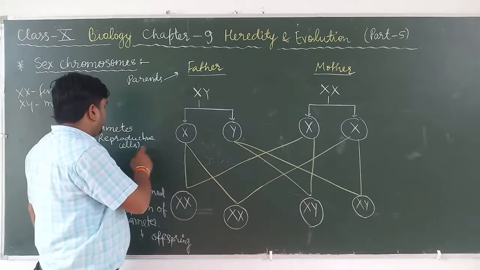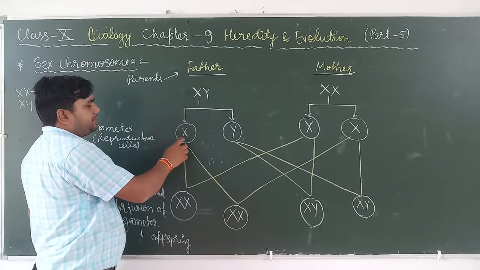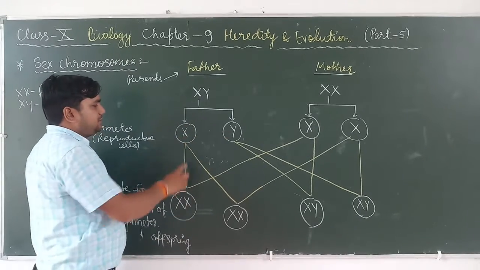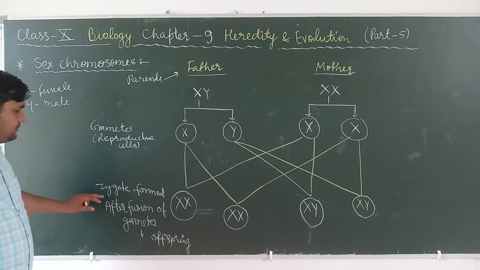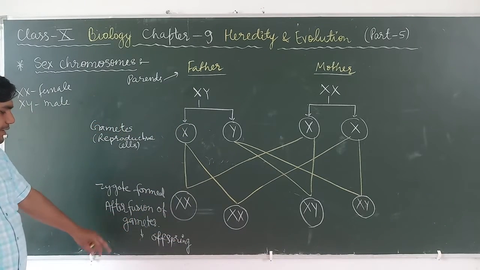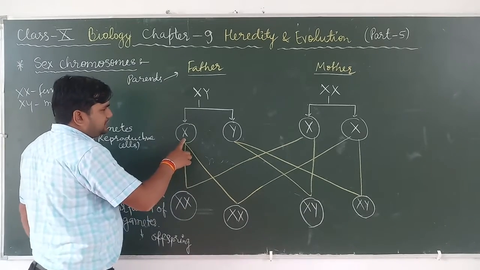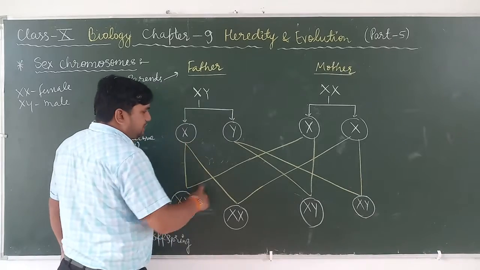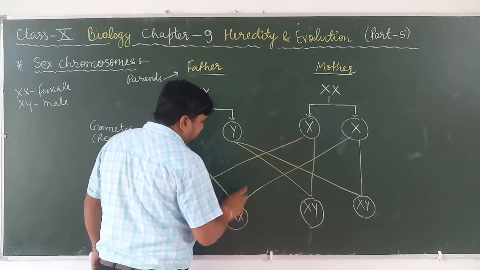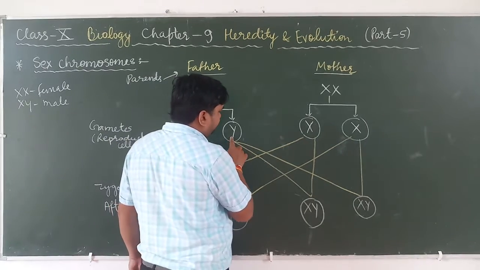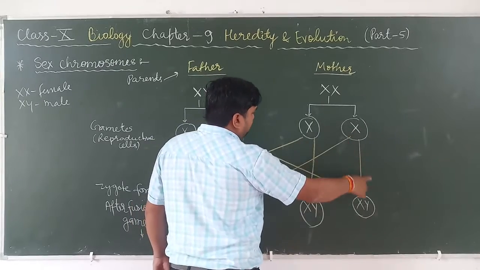After the XY separates, gametes are formed as single units, X and Y from the father and X and X from the mother. After fusion, a zygote is formed, which develops into the offspring. This one is the cross. Here you can see the first X and second X, and the first Y, XY, and this Y, XY.